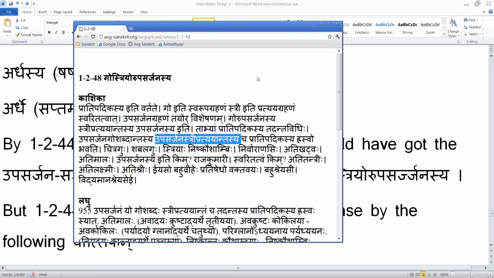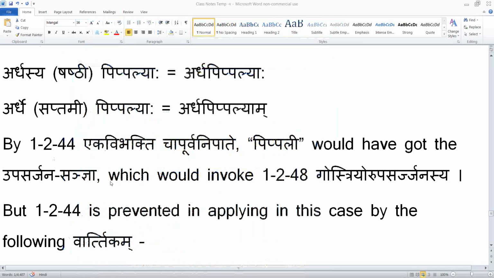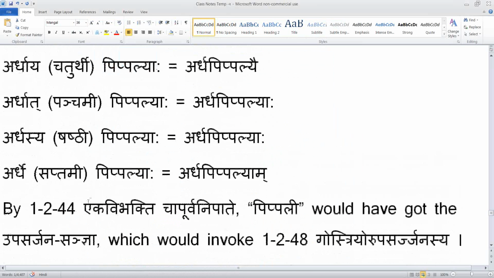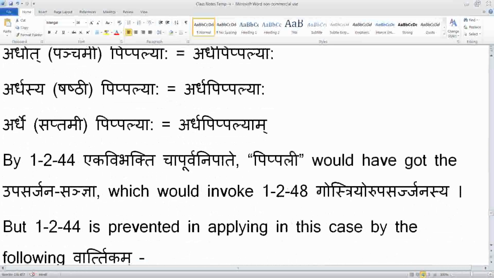So I hope you follow some of this. The ardha already has upasajana sanya by 1-2-43. No problem there. And ardha got purvapata by 2-2-30, which is upasajanam purvam. Everything is fine. But by this sutram 1-2-44, which is ekavibhakti cha purvanipate, Pippali gets upasajana sanya now. And there also is no problem so far. That cannot be used to make the purvapata. But that kicks off the sutram gostriyor upasajanasya. Now we are stuck with the pippali getting the rasvadesha.